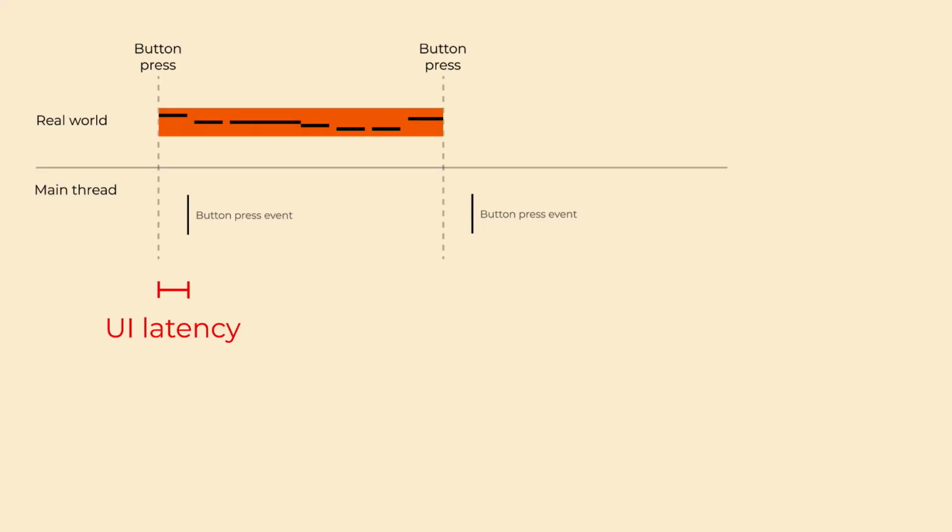So the first latency that we have to deal with is what I'm calling UI latency. That might be the technical term for it. I don't know. So in this case, it's the time between when a button is pressed and when we have that corresponding event handler on the main thread call whatever callback you set for it. So this second timeline here represents the main thread and the DOM events that we receive when there are interactions.